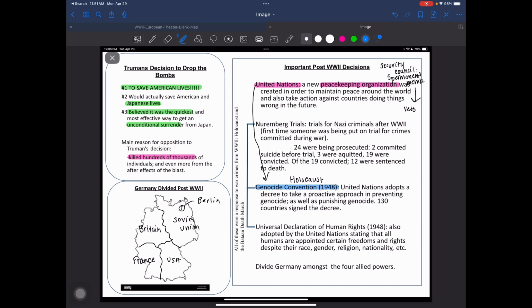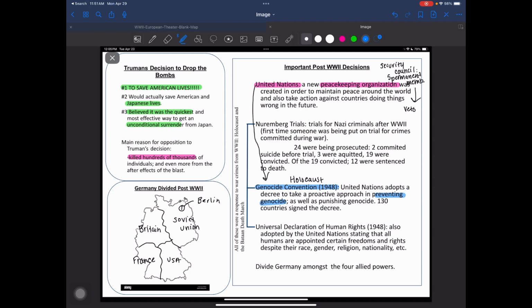And this is where the United Nations, it says, adopts a decree to take a proactive approach in preventing genocide. There's actually 130 countries that have signed this to make sure that something like Hitler trying to wipe out the Jewish population, that things like that don't happen again. So thanks to the Holocaust, we get the Genocide Convention, and we actively pursue any attempts towards genocide across the world.